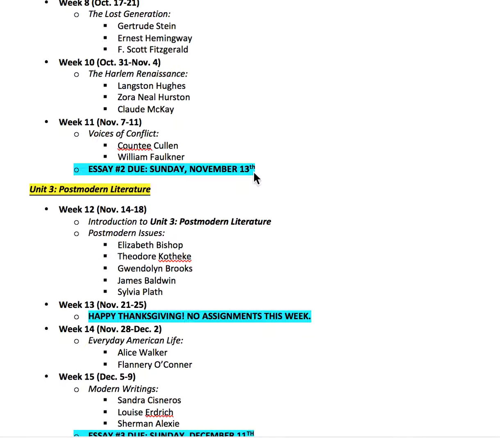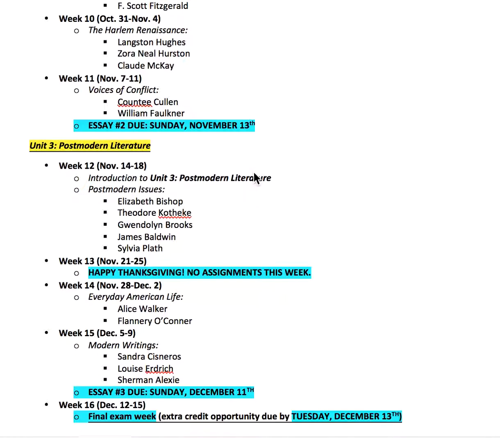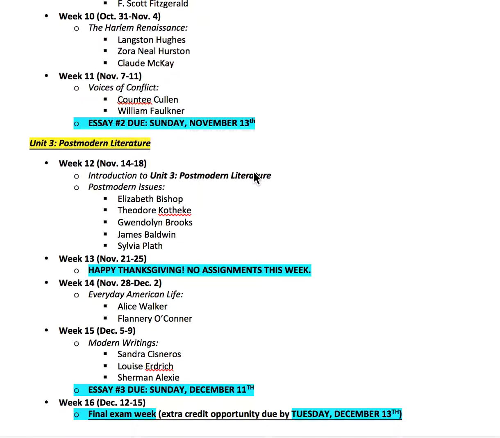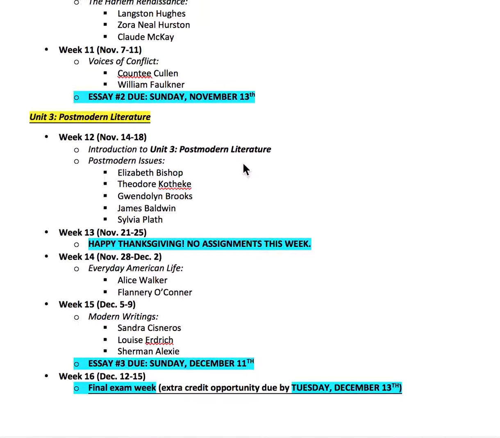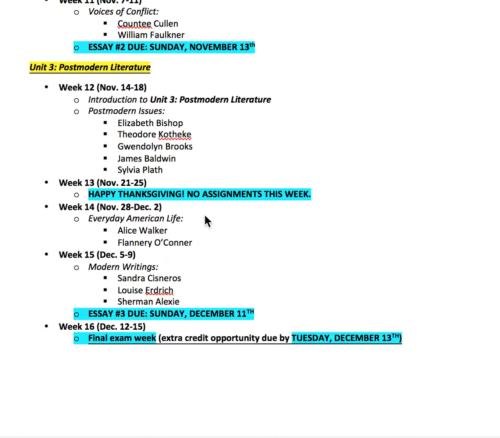And then we're going to look specifically at figures of the Harlem Renaissance or figures sort of associated with the Harlem Renaissance. And then we have a really unique week, which is really voices of conflict, so how conflict is developing in America and emerging America at that time. So that second essay is going to be due Sunday, November 13th at midnight. And then we go to our third one, which is Postmodern. So Postmodern is 1945 and on.